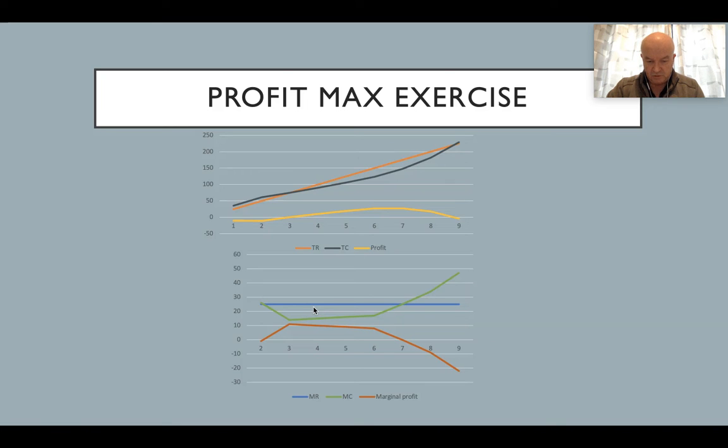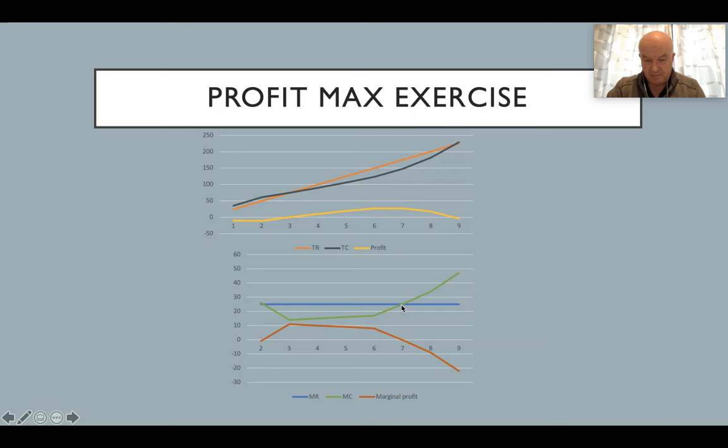But when we look at the marginal revenue, the marginal cost and the marginal profit, we can see that our marginal cost starts to fall quite significantly, and then it levels off a bit, and then we get to a point at which marginal revenue and marginal cost are at the same point.